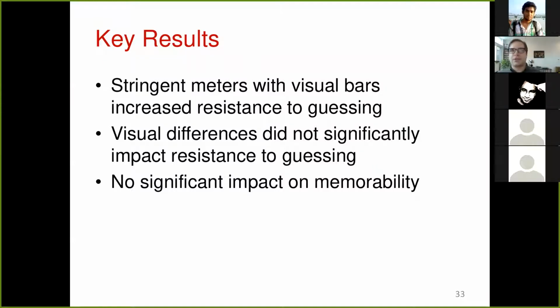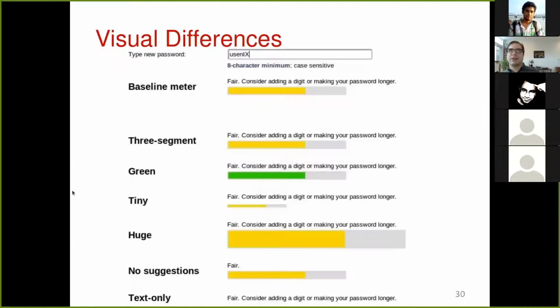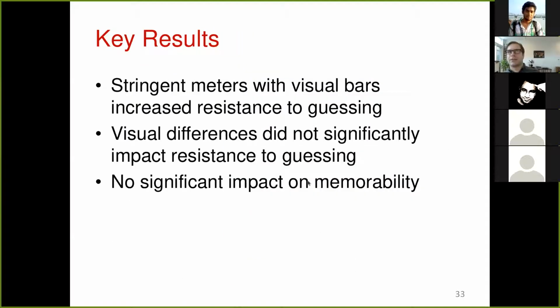People who saw these stringent meters made stronger passwords, but none of these visual differences impacted the ultimate resistance to guessing. So like all these visual differences, if the meter was tiny or big or different colored, didn't really matter. Just the presence of the meter and how it was scored seemed to matter the most.